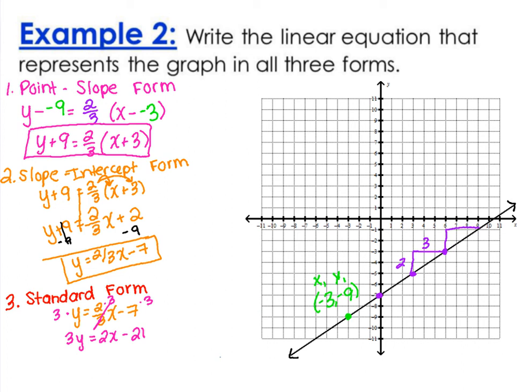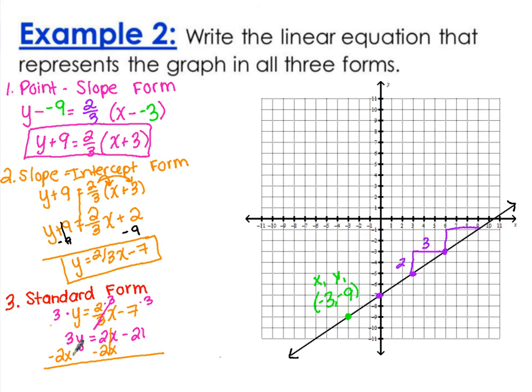I still don't have all my variables on the same side, or I still don't have my x on the other side, so I'm going to need to move it. And in order to move it, I would subtract 2x, subtract 2x. Again, these are not like terms, so I can't combine them together, which you shouldn't, because in standard form, it's something x plus something y equals c, or the constant.